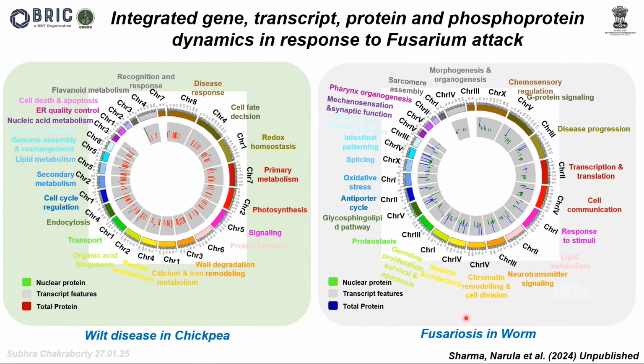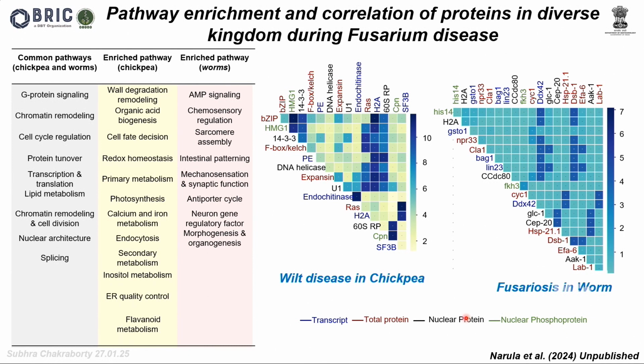In that case, we see how different pathways are changing in the Fusarium, chickpea and the worm. From here we summarized the pathway enrichment, and found common pathways between the chickpea and worm. We also found enriched pathways in the chickpea and enriched pathways in the worm. Some of the signaling is very different in the worm: AMP signaling, chemosensory regulation, intestinal patterning, antiporter cycle, neuronal pathway, because in plant we don't have all this, but we have certain other molecules which do that job. So we came to the divergence and commonality between a fungal disease where the fungus is the same and the hosts are two different hosts across the kingdom.